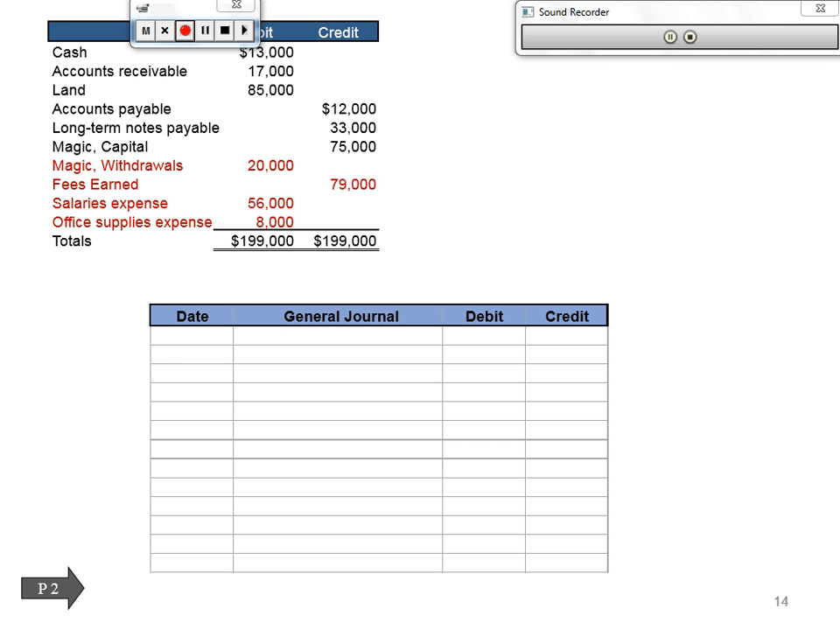Okay? So the first step is to close revenues to income summary, and we always do this at the end of the period, so I'm just going to say 12/31. What do I debit and what do I credit to close out the revenue account to income summary? Fees earned, you're going to debit 79,000, the amount in that account, right?